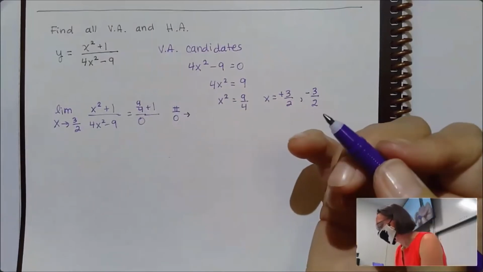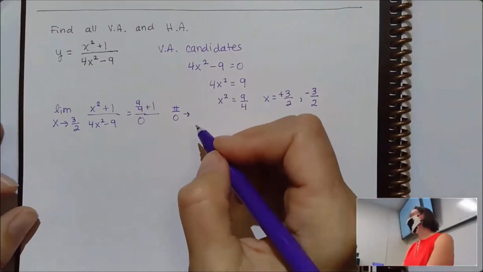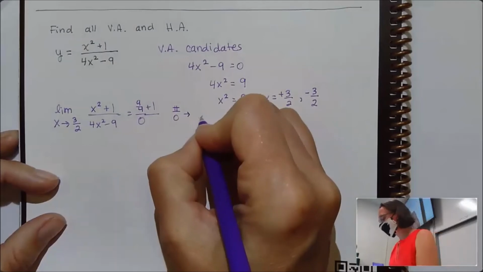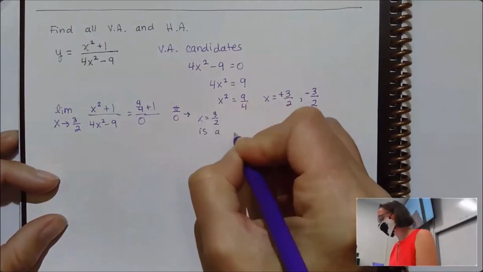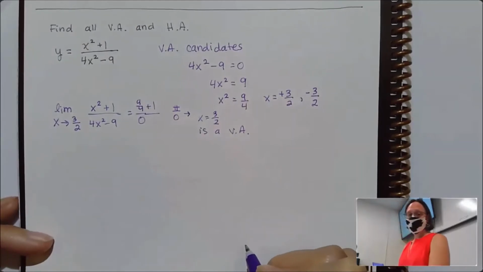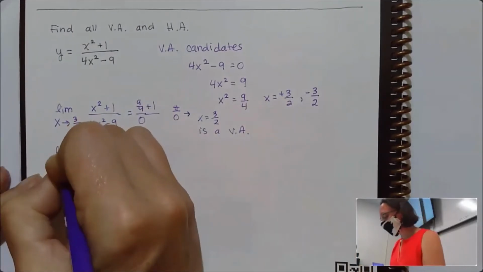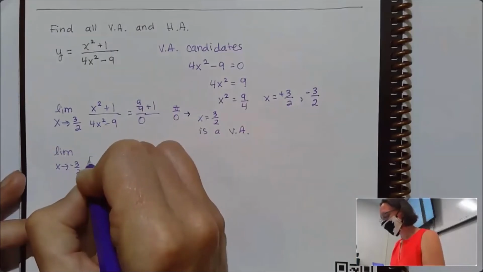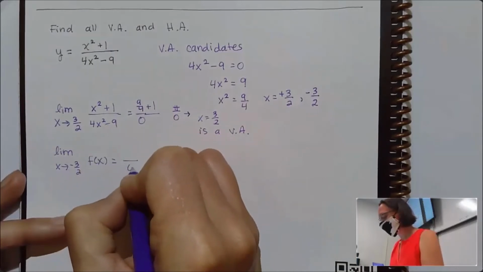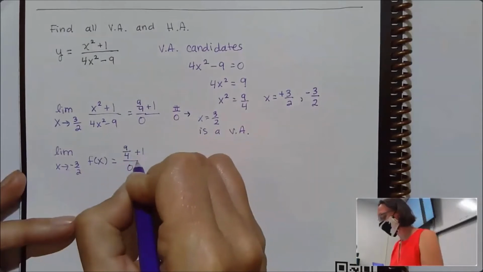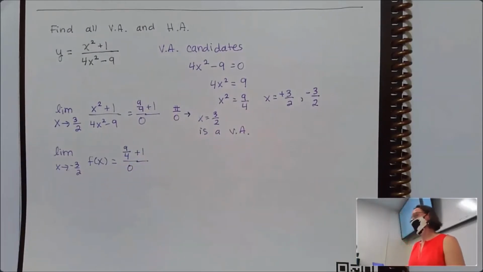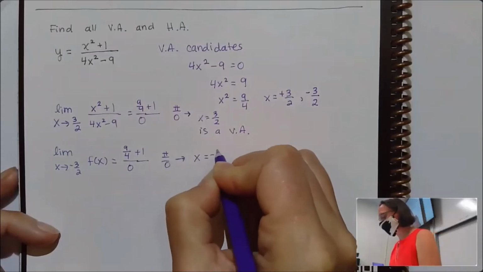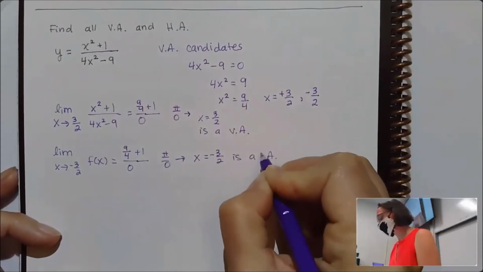Now, technically, we could check whether it's headed to positive or negative infinity. But if the only question was, is it a vertical asymptote? I already know x equals 3/2 is a vertical asymptote. Now, if we do the same thing with x going to negative 3/2, we actually will get exactly the same answer. I'm going to be lazy, just call that f of x. We know we get 0 on the bottom. We get 9/4 plus 1 on the top again, because negative 3/2 times negative 3/2 is still positive 9/4. I get a number over 0. So x equals negative 3/2 is a vertical asymptote.